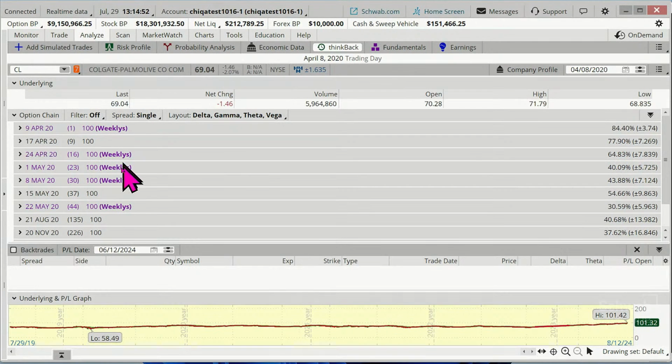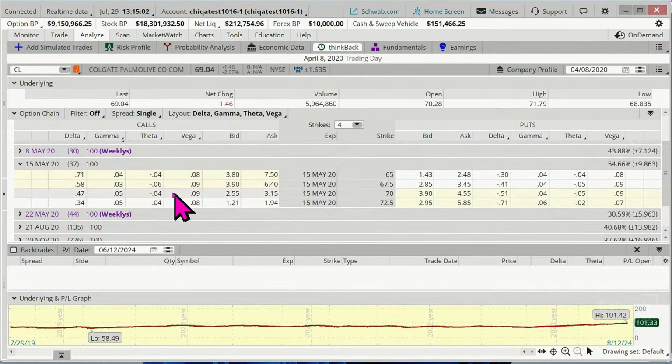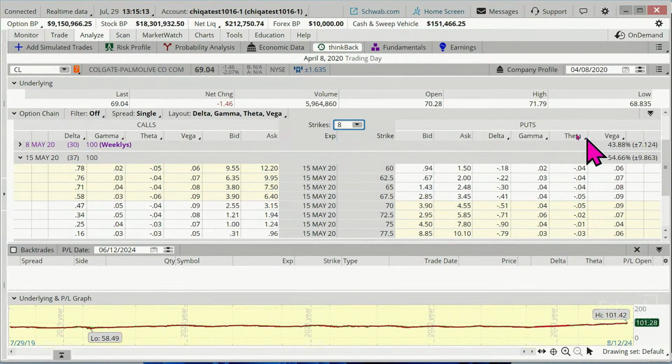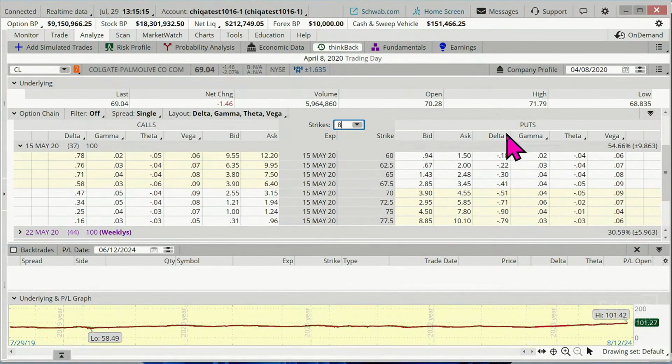But if I look at this, I'll go out a little bit longer here. I'll go 37 days on this. And I'm going to look at a few more strikes. Now, you can also see what the option Greeks are, right? Now I'm looking for a short put vertical. We're sticking with the bullish theme here. And I'm going to pick a delta between 30 and 35-ish. So here's a delta of 30. So I'm going to do the 65, 62.50 short put vertical.